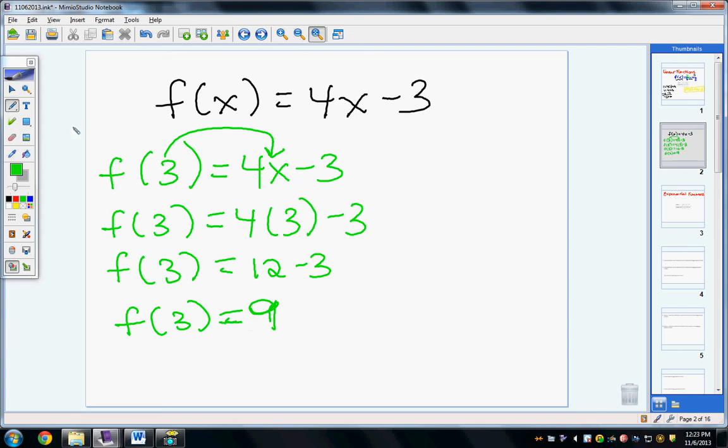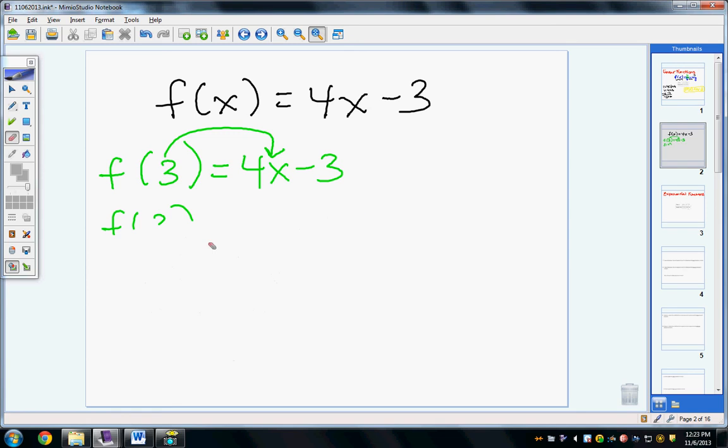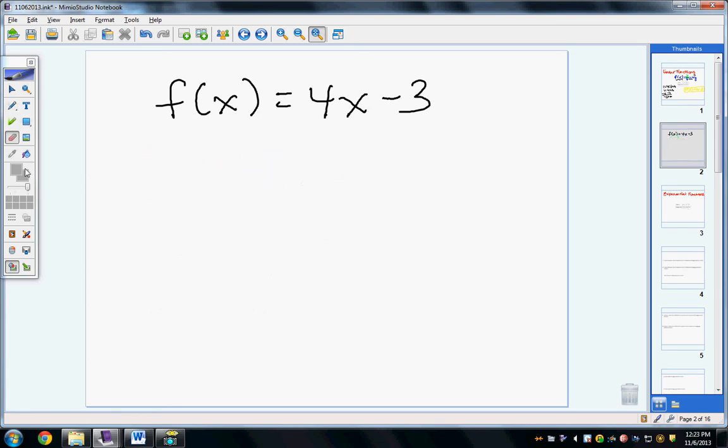Okay, now this is different than if I said, what if I told you that f of x is equal to 13? Okay. What this means is I'm not saying that x is 13. I'm saying that f of x is 13. I'm saying that when I solve this right here, I get 13 right here, okay? So I'm going to replace this f of x with 13, okay?